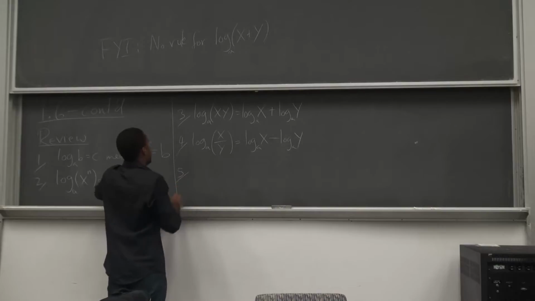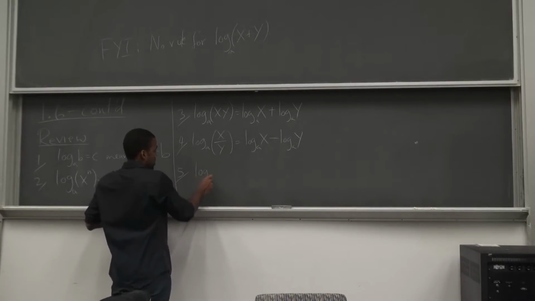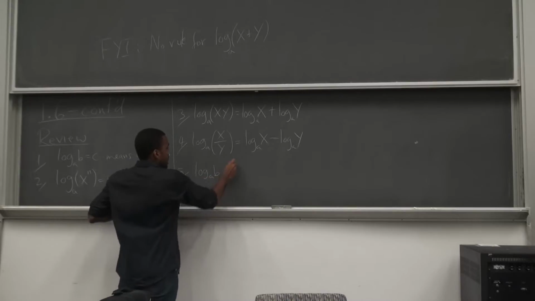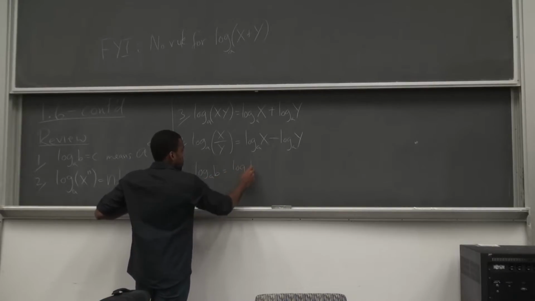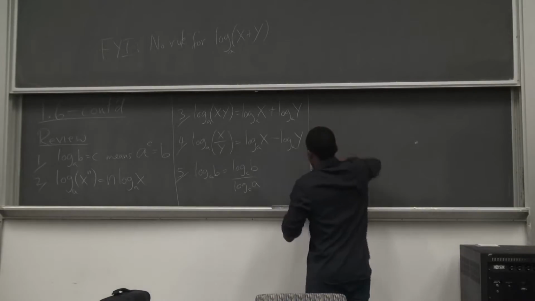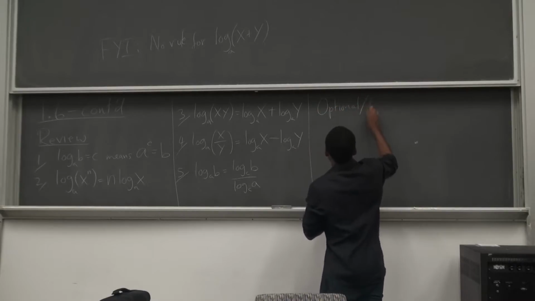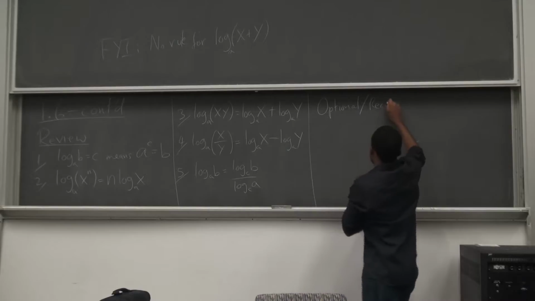5 was the change of base formula, I think, is what we did. So log to the base a of b, I could introduce a convenient base if I want: log to the base c of b over log to the base c of a. So those are the important rules to memorize. Here are the optional but recommended rules to memorize, because we're going to be using these all the time.